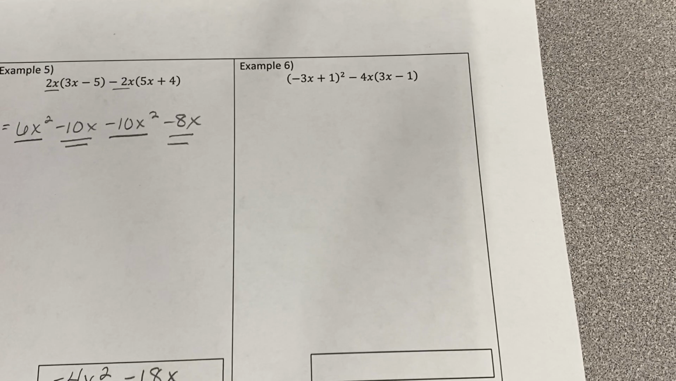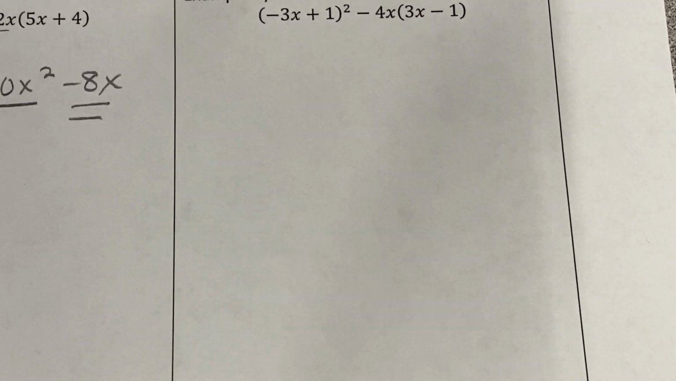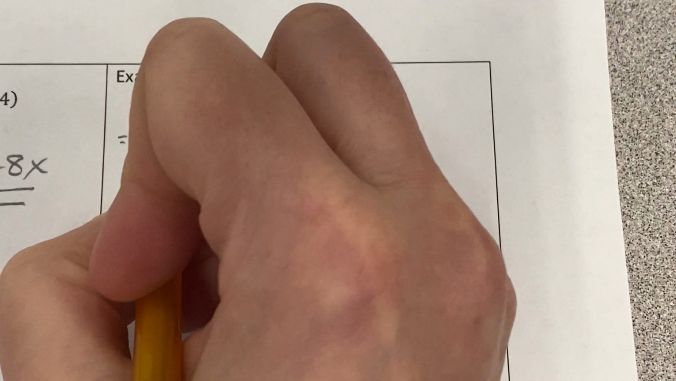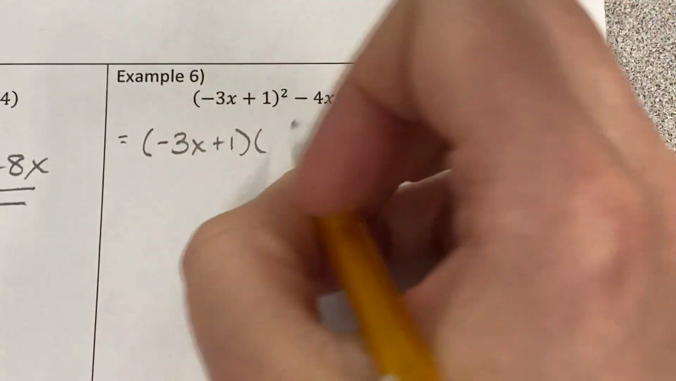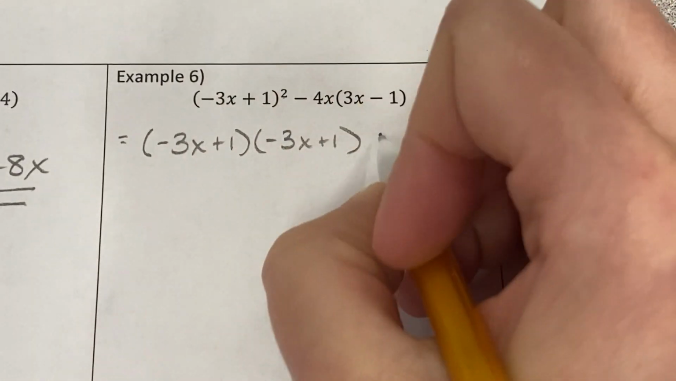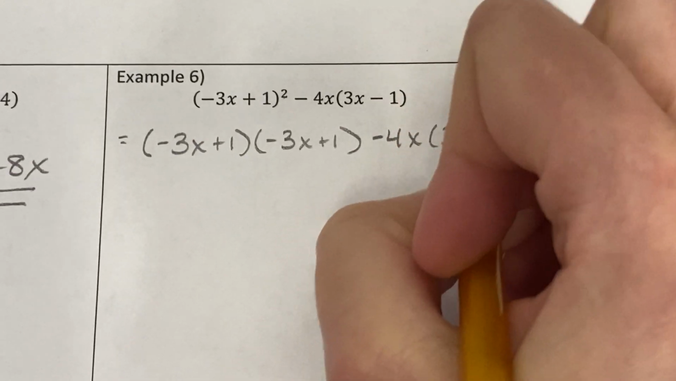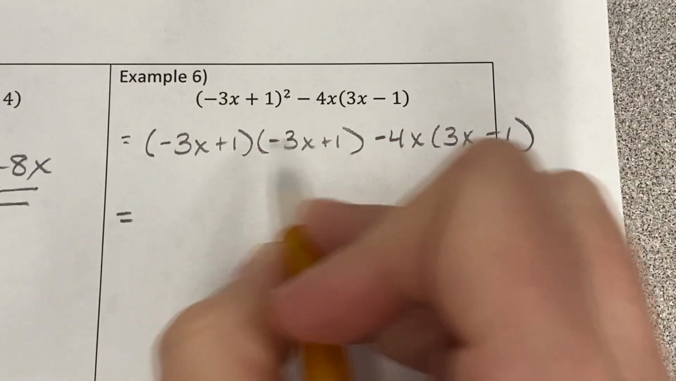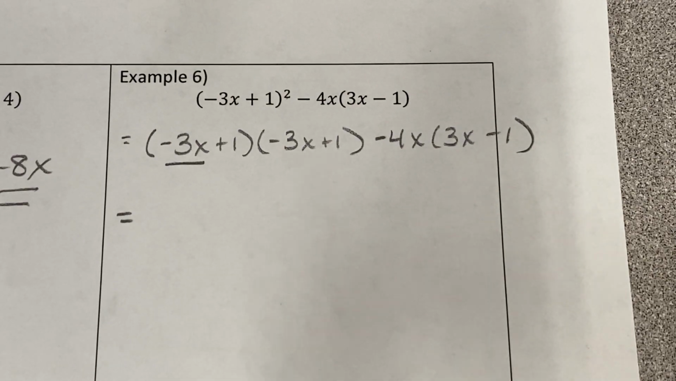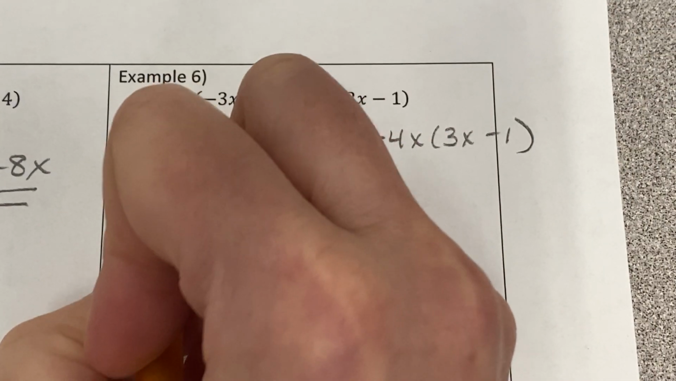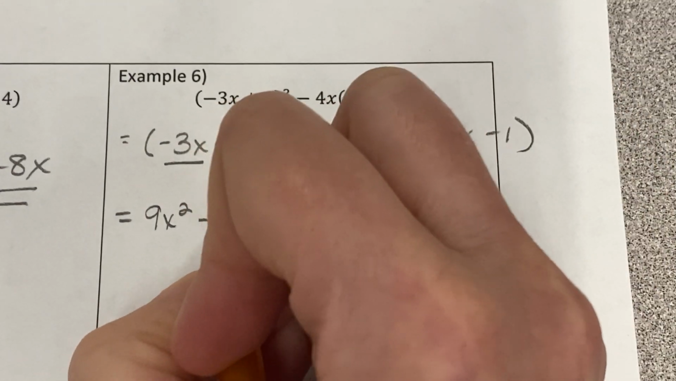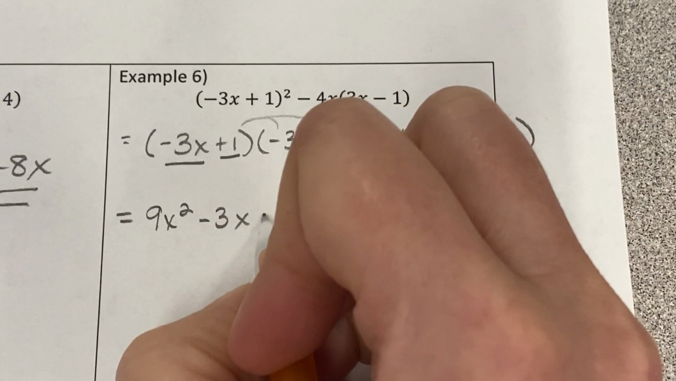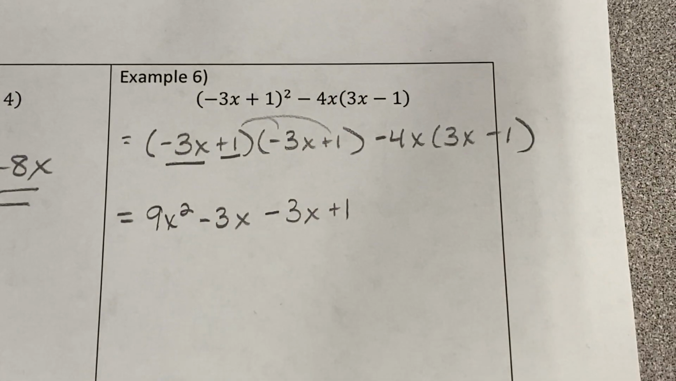Okay. Our next one, let me zoom back in. All right, this, again, we're gonna rewrite this. Negative 3x plus 1 times negative 3x plus 1, and then negative 4x, 3x minus 1. Okay. Let's start with multiplying these two quantities together. So we distribute this first. So that would give me a positive 9x squared minus 3x. Now I'll distribute the 1 to each of those. So that's minus 3x plus 1.